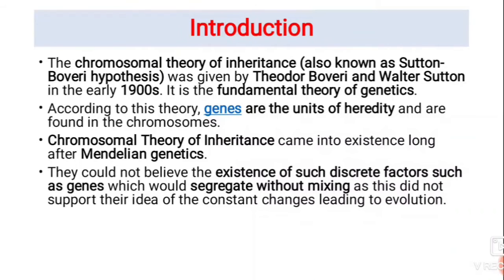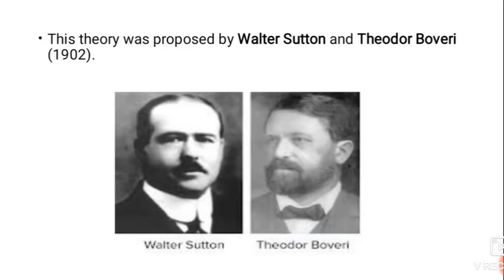The chromosome theory of inheritance came into existence long after Mendelian genetics, as we discussed before. People could not believe that such discrete factors as genes could be segregated without mixing, as this does not support their idea of constant changes leading to evolution. Here are the photographs of Sutton and Boveri, who presented the chromosome theory of inheritance.